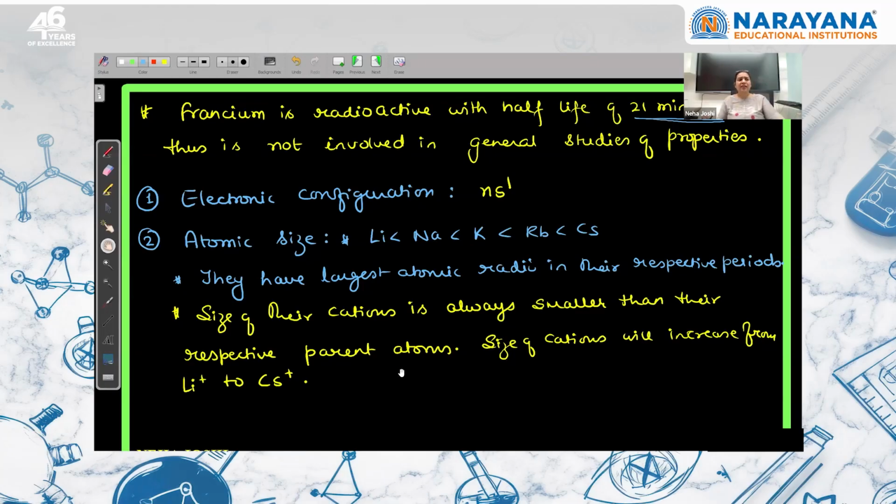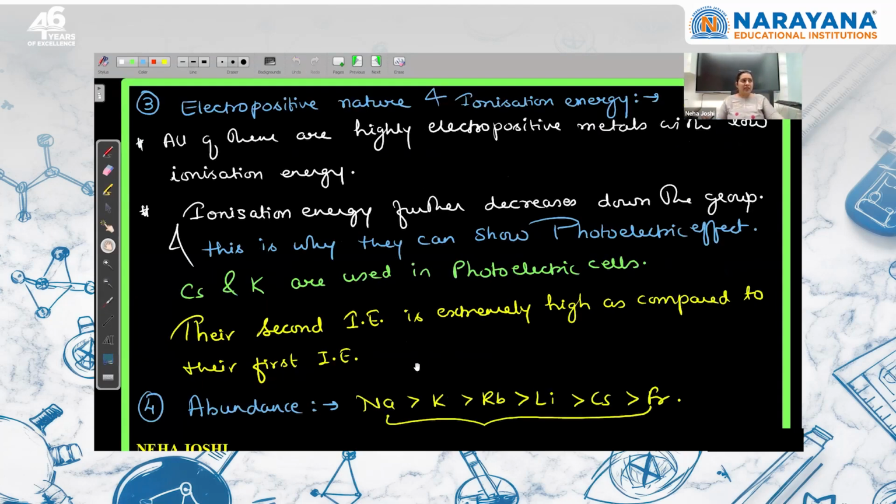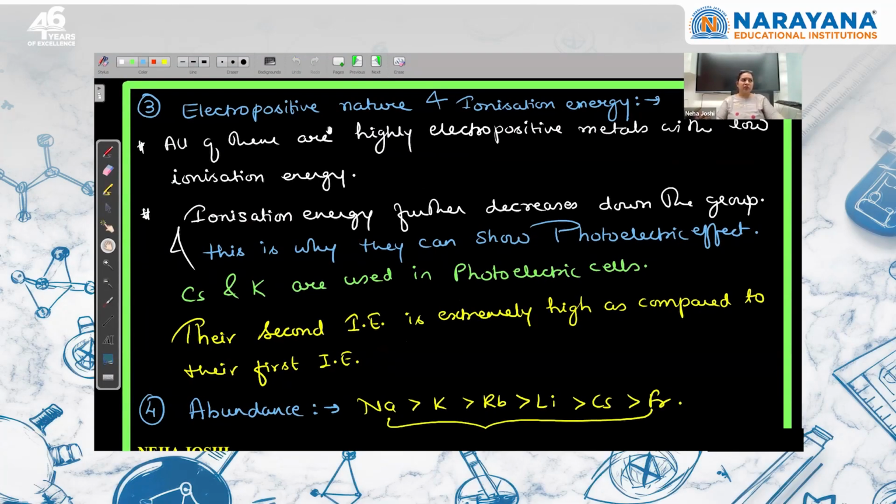Of course, the size of their cations will be definitely smaller than the parent atom because a complete outermost shell is removed. If we talk of their electropositive nature and ionization energy, certainly, as I have already told, they form basic hydroxide. They are all metals, so they are electropositive metals in nature. Electropositive, they have low ionization energy also.